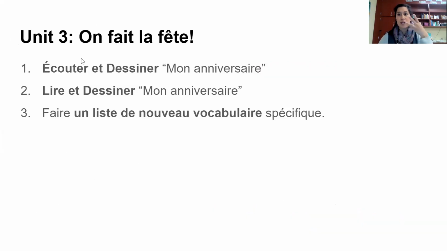Okay, class, so les trois activités. Numéro 1, c'est écouter et dessiner mon anniversaire. La deuxième activité, c'est lire et dessiner mon anniversaire. Et numéro 3, avec le texte mon anniversaire, tu vas faire une liste de nouveaux vocabulaires spécifiques pour les célébrations. Okay, so we're going to take you through one step at a time.